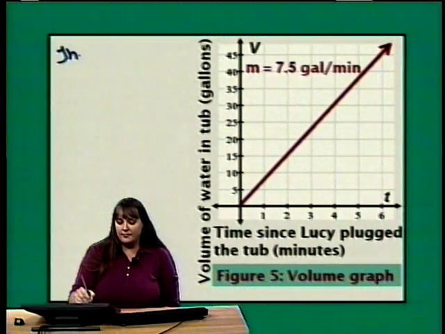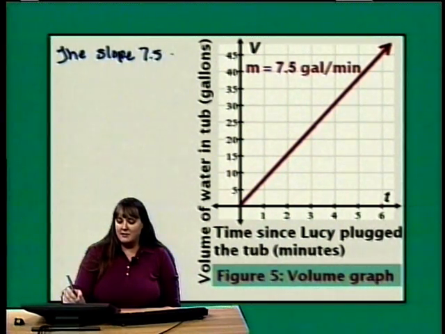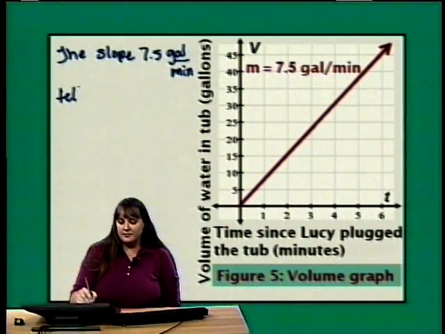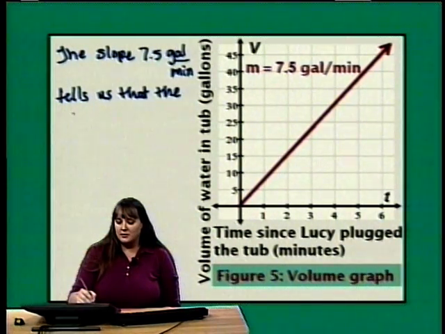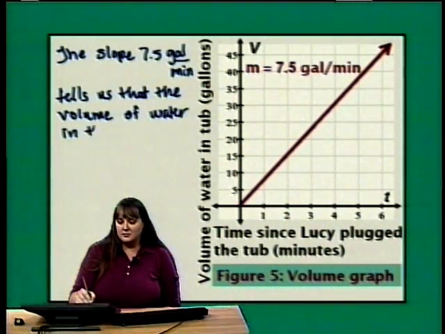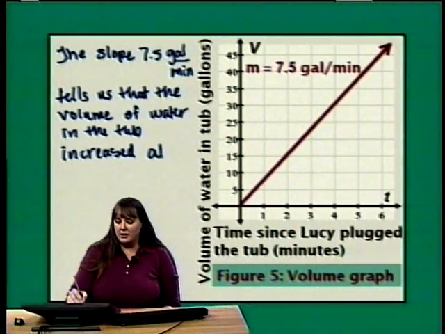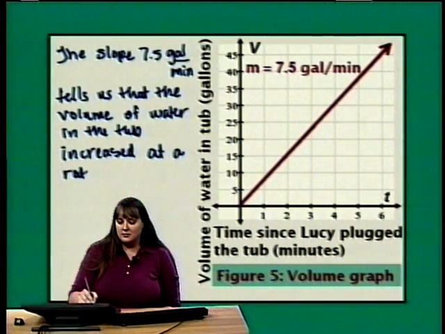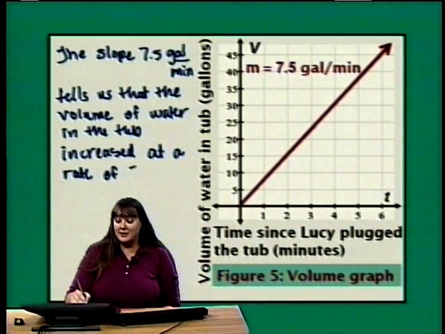So the slope, 7.5 gallons per minute, tells us that the volume of water in the tub increased at a rate of 7.5 gallons per minute.